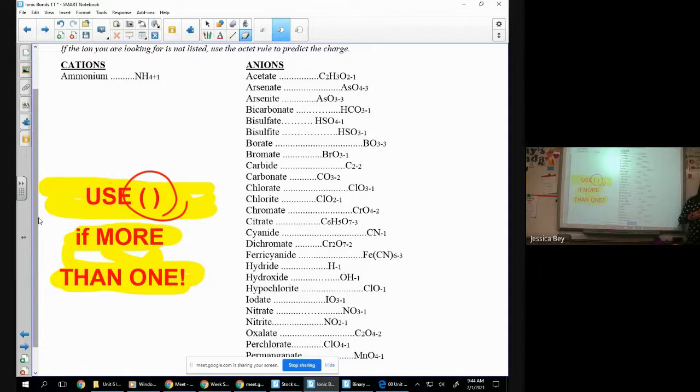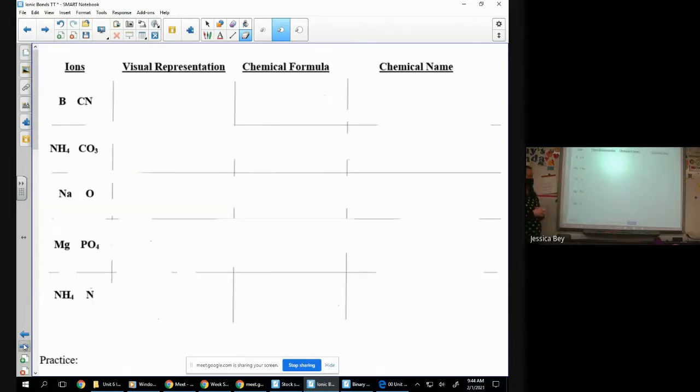Okay, all right. Let's get to some practice, shall we? Only need parentheses if you need more than one polyatomic ion. All right, so first step, write down your charges. Boron is off the periodic table. He's a +3. CN. Can anybody find CN for me on the polyatomic ion sheet? Cyanide, very good, and it's a -1.